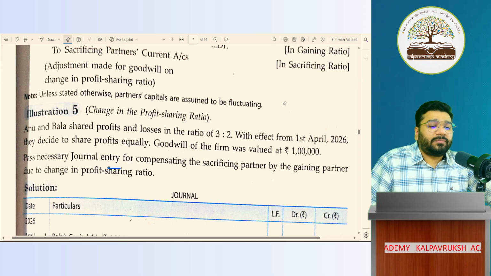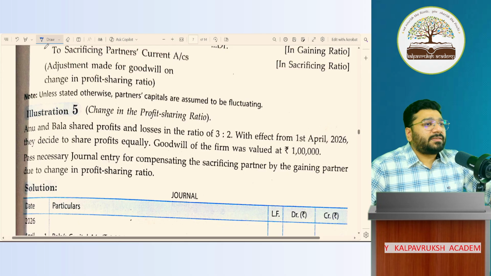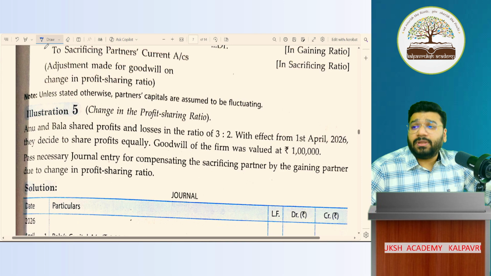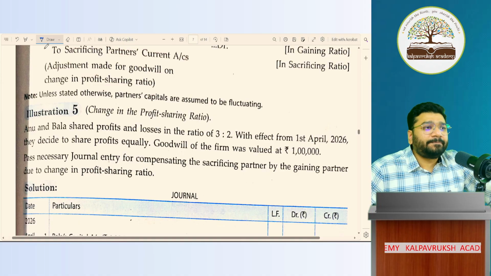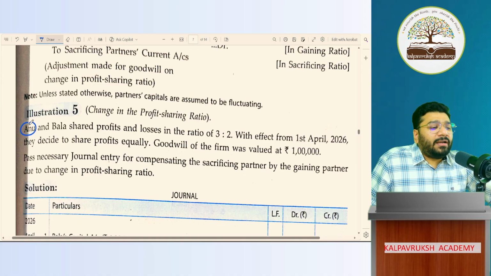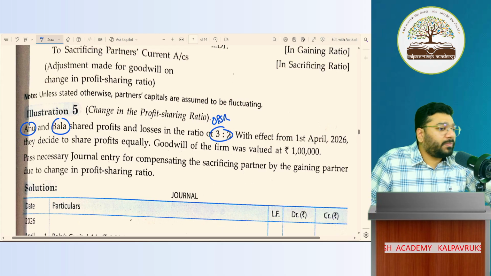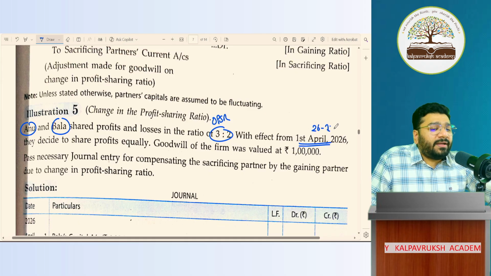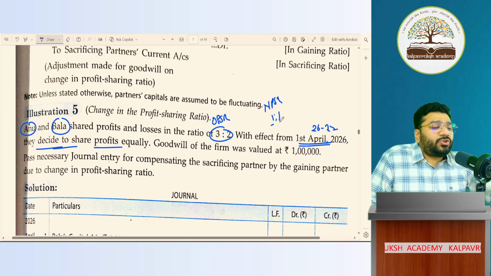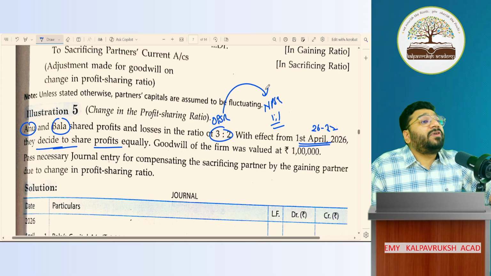First working note is to identify the gaining ratio and sacrificing ratio. Before that, tell me what concept this is. When you read this paragraph, what do you understand? There were 2 partners, Anu and Bala, whose old profit sharing ratio was 3:2. Now, with effect from 1 April 26, that is financial year 26-27, they want to change the profit sharing ratio to equal, 1:1. So it's a change in profit sharing ratio.